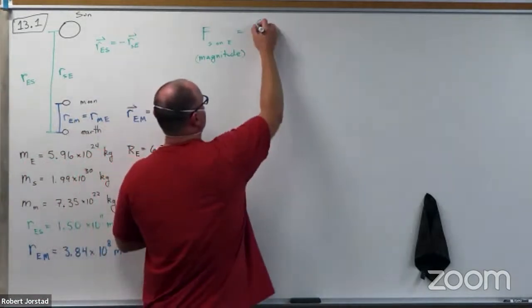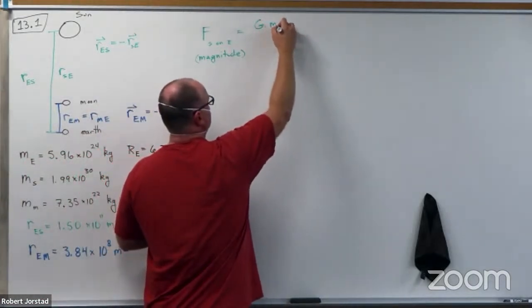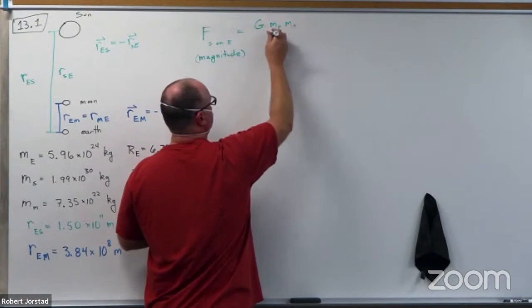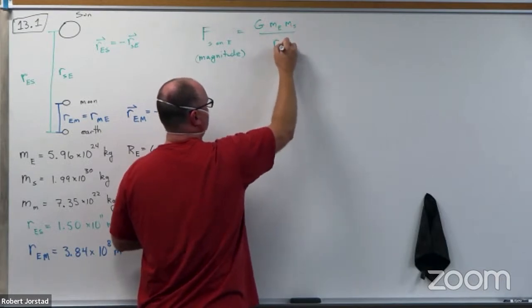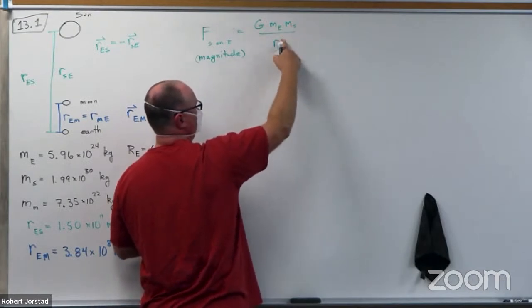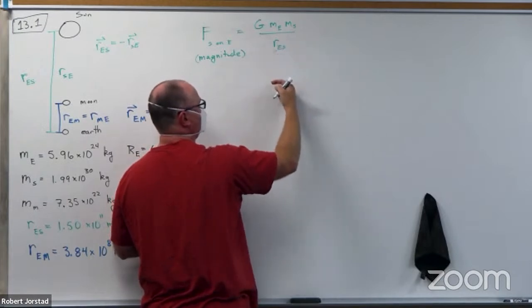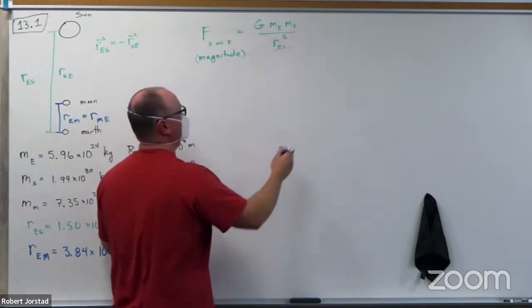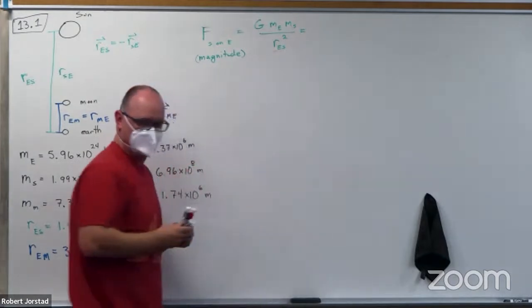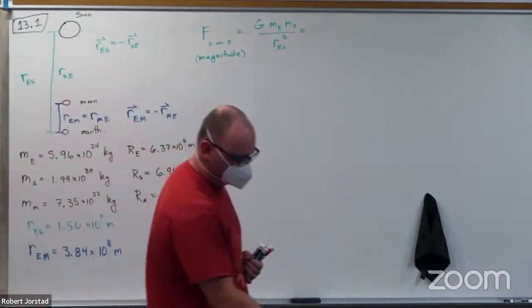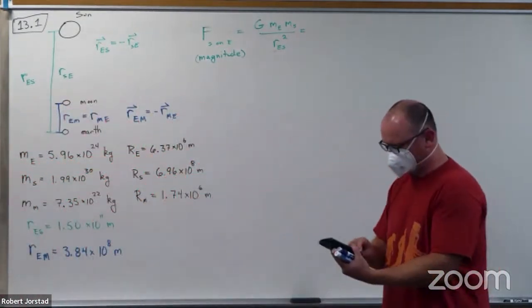It's going to be G, mass Earth, mass Sun, over radius Earth-Sun to what power? 1 or 2? For the force, 2. Okay, punch it in. Let's just check it. I know you've got to get fast at this sometime. It might as well be right now.